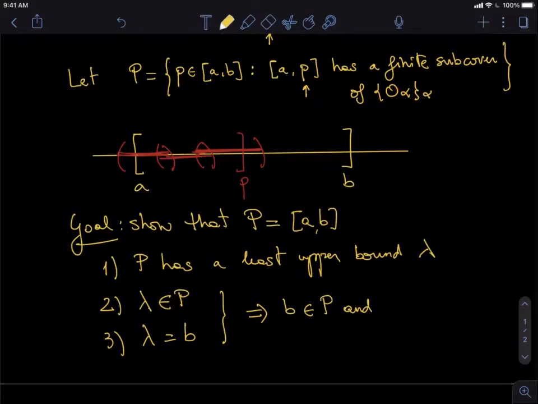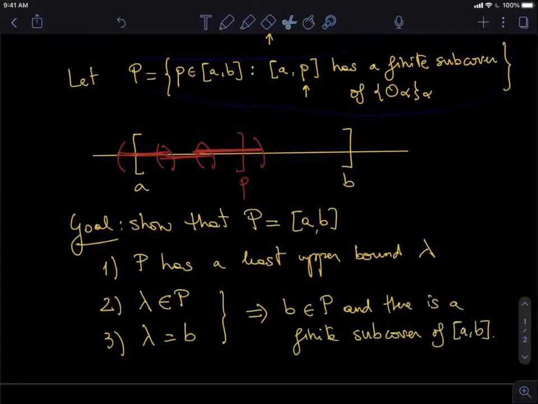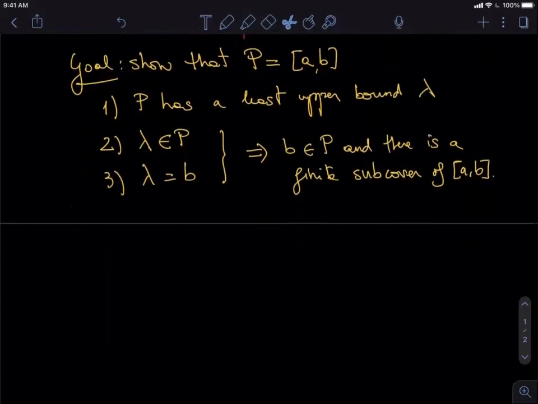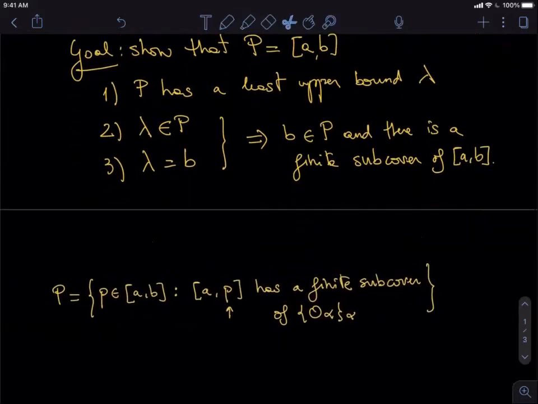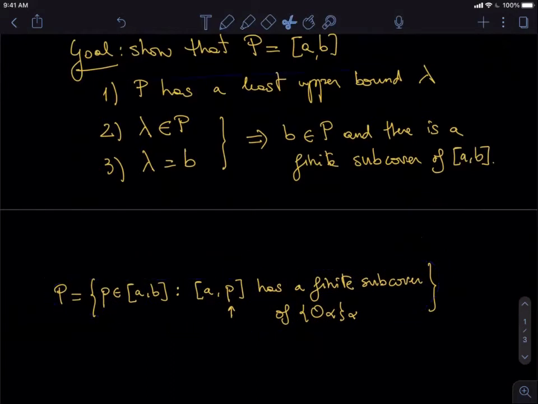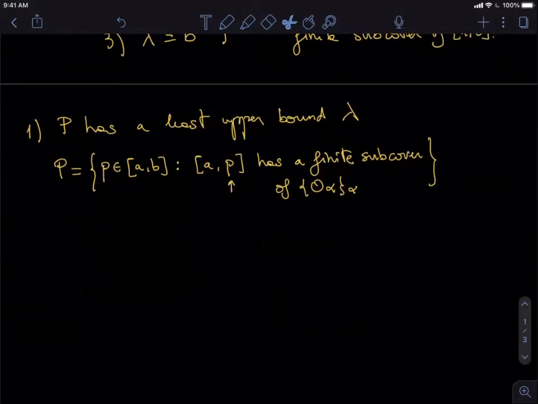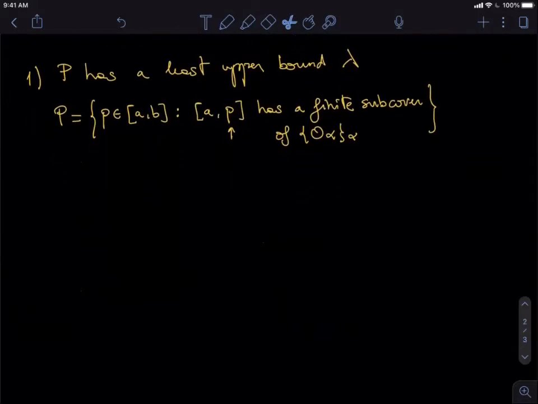So I was saying, yeah, there is a finite subcover of AB. Okay. So here, this definition of P maybe will carry it down. So let's start so that we have it for reference. Let's start with step number one. Show that P has a least upper bound lambda.